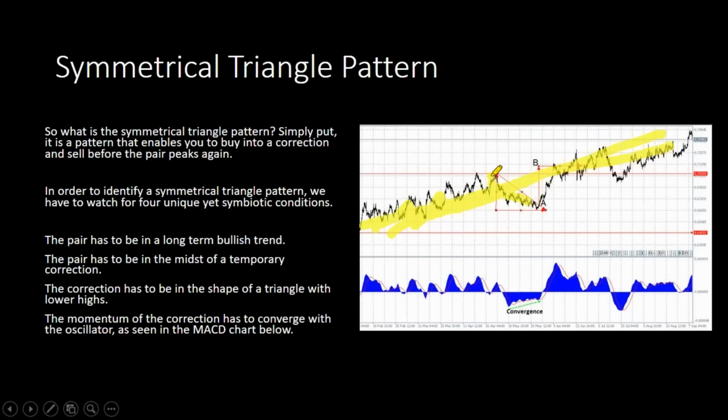Okay. So what do we have? We have our trend line. We have our long-term trend. We have price easing down. When it bounces back up, it's making lower highs. Remember, we talked about that earlier. We don't know when it's going to make that higher high or if it's going to reverse down. So we're looking at this here as it is making that retracement. So we've got a longer term trend. We're in the midst of a correction, which is a retracement. And the correction has to be in the shape of a triangle with lower highs.